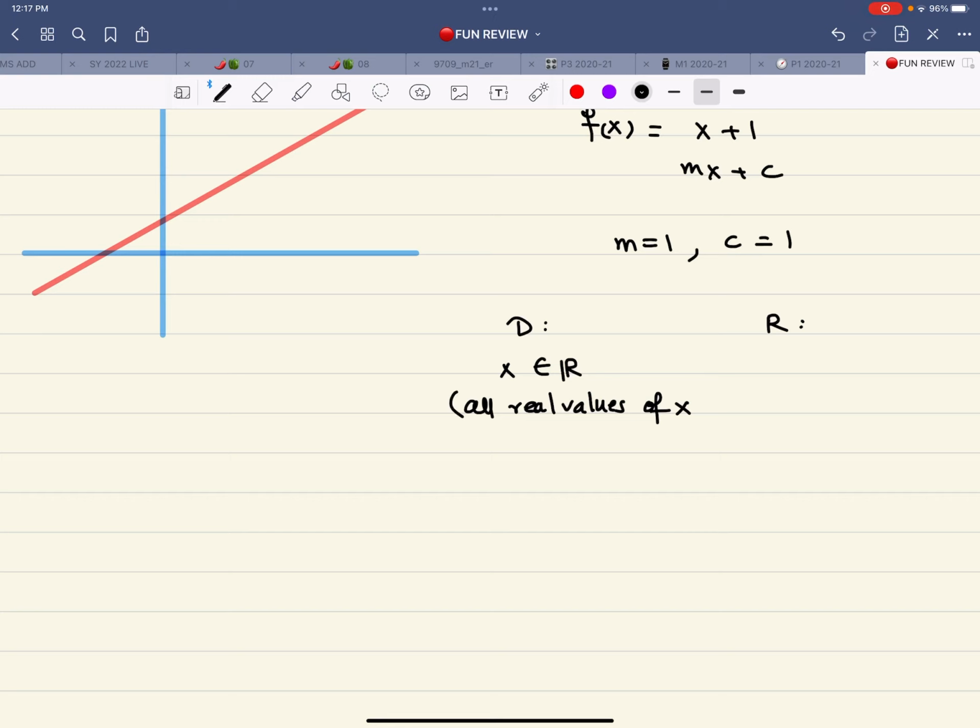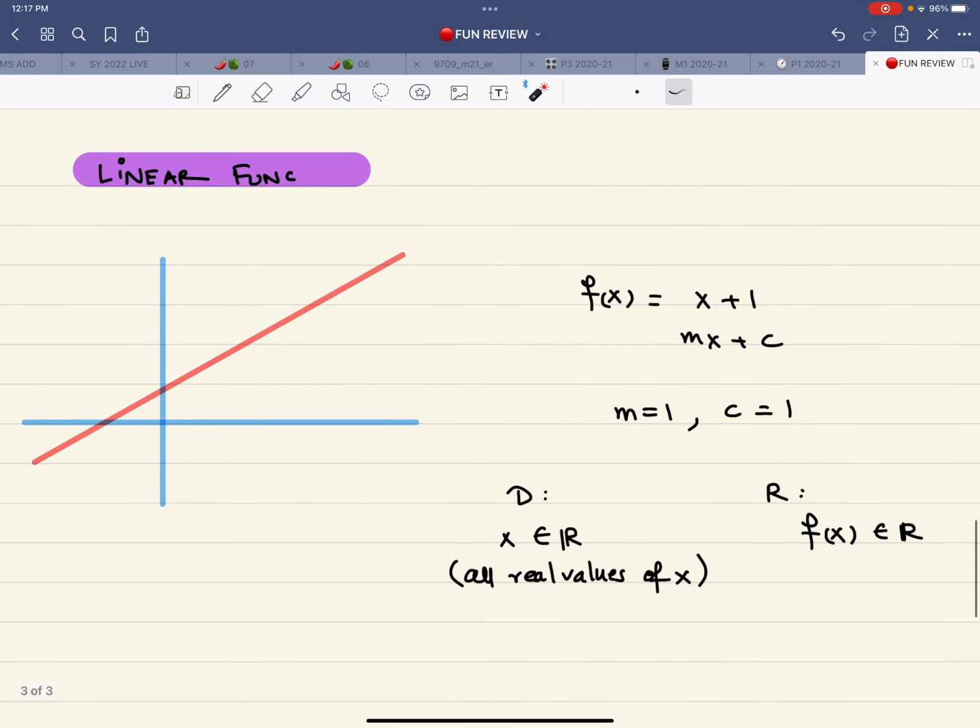If the domain is all real values of x, the range, in terms of f(x), is also all real values. Because you are going from here to here, y value should be going from here to here. Every single value is possible.